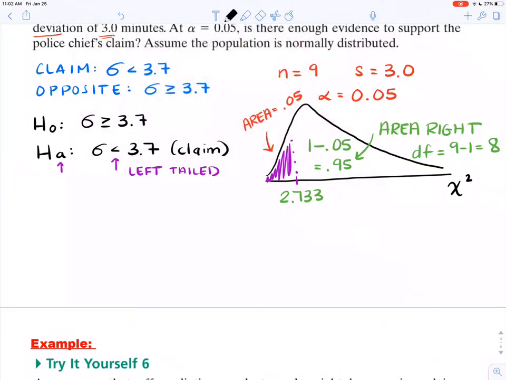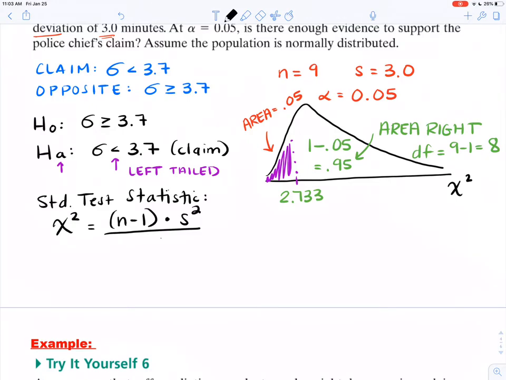All right, now that I have my rejection region, I'm going to calculate what is always called the standardized test statistic. So far we've looked at test statistic formulas for mean and for proportion. When we're testing variance or standard deviation, we calculate a chi-squared value, and the formula is always n minus 1, the degrees of freedom, multiplied by the sample variance, s squared, divided by the population variance, sigma squared.